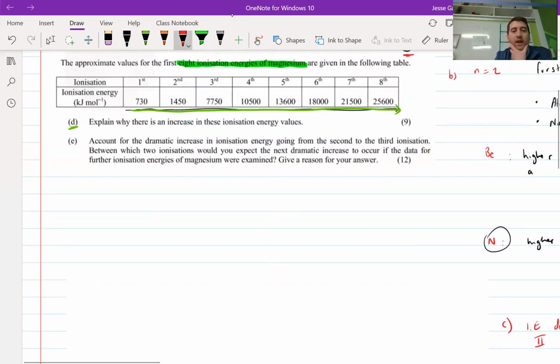Question, 12 marks here. So again, 12 marks usually means 4 times 3. So it says account for the dramatic increase in ionization going from the second to the third ionization. So is there a dramatic increase? Yeah. 1450 to 7750. That's pretty dramatic. That's a pretty big jump. Compared to the other jumps here, that's quite a big jump. It's the first big jump we see. So account for that. Okay. Now, notice though that there is another part to this question. So be careful to come back and read it again.